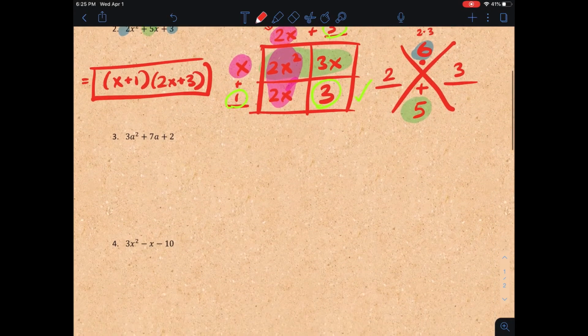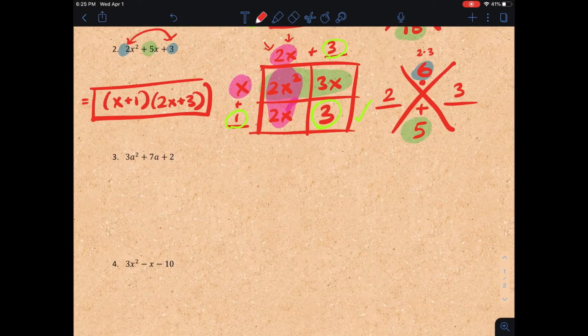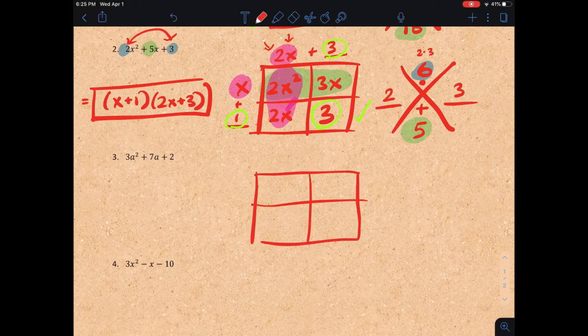Let's look at another example. For number 3, just like we did before, we're going to create another Punnett square. Here, I'm going to put the a squared term on the top left. Here, I'm going to put plus 2 on the bottom right. And just like before, how many a's should go along the diagonal? So we need to create an x box, right? Top is the product, bottom is the sum.